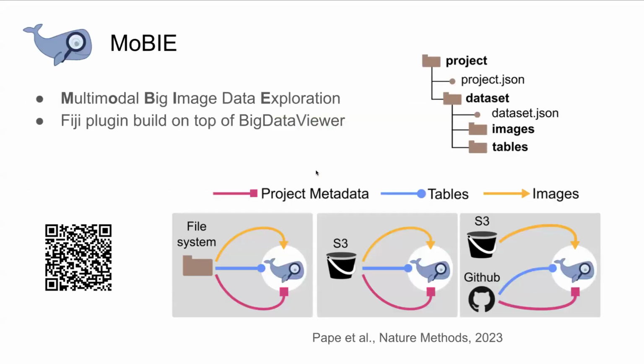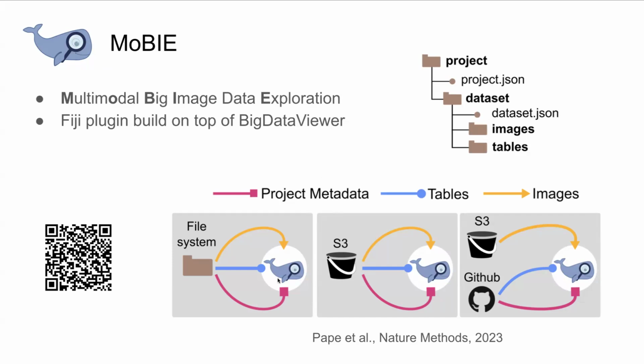Now, one example application that makes use of all these concepts is called MoBIE, which has been developed by myself and coworkers. It's a Fiji plugin that you can install. You can check this QR code. And it's making heavy use of the Big Data Viewer tool that I just introduced before. So MoBIE basically can compile images, tables, and metadata, and it also makes use of JSON files to describe how everything is linked together.